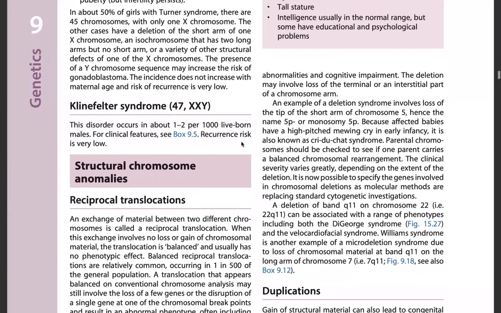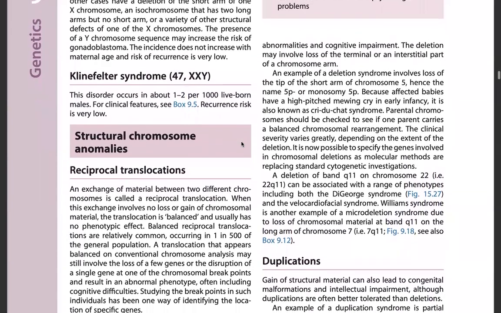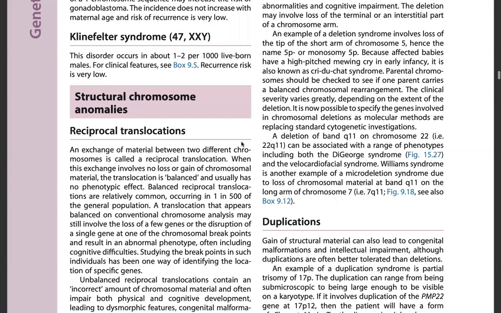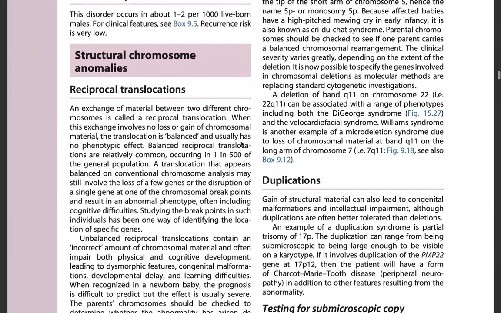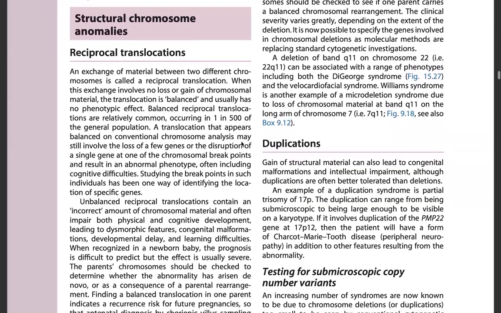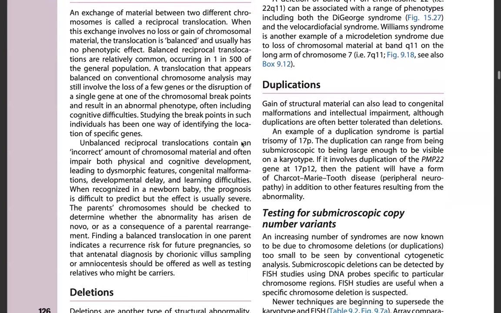A translocation that appears balanced on conventional chromosome analysis may still involve the loss of a few genes or the disruption of a single gene at one of the chromosomal breakpoints and result in an abnormal phenotype, often including cognitive difficulty. Studying the breakpoints in such individuals has been one way of identifying the location of specific genes.